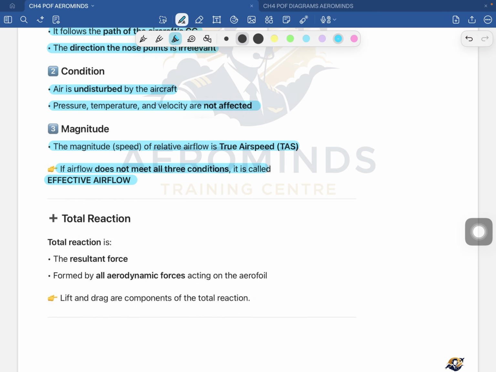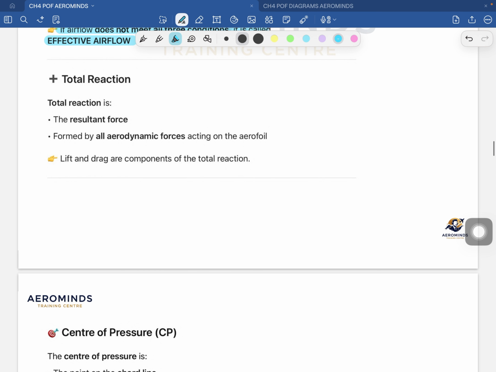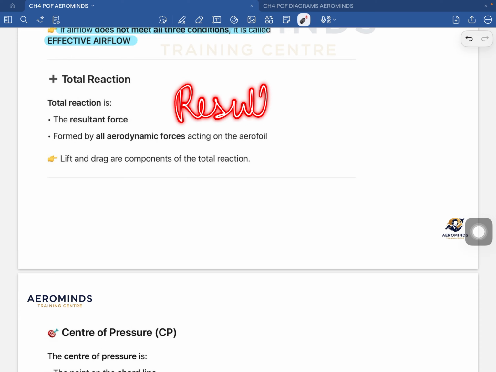Got it? Now finally we'll talk about the total reaction. Now total reaction is actually the resultant force. If anyone asks what is it, it is the resultant force. So it is the resultant force which is formed by all the aerodynamic forces which are acting on an aerofoil. That is it. Okay, so when air hits the wing, many small pressure forces act on it. Okay, when we add all of them together, the combined effect is called the total reaction.